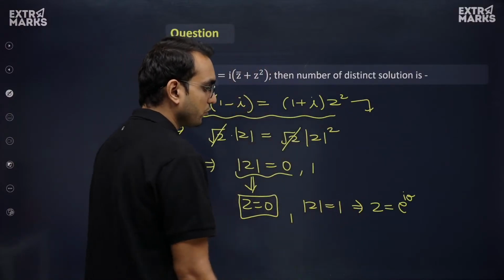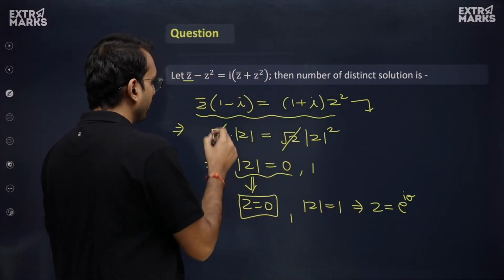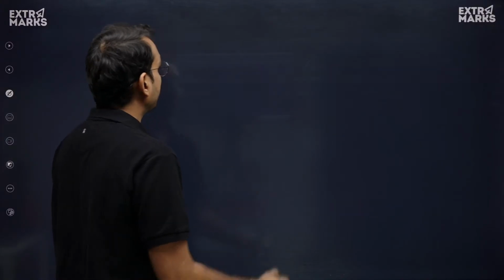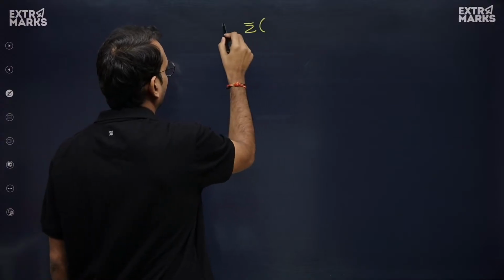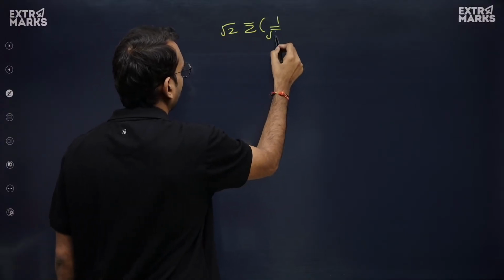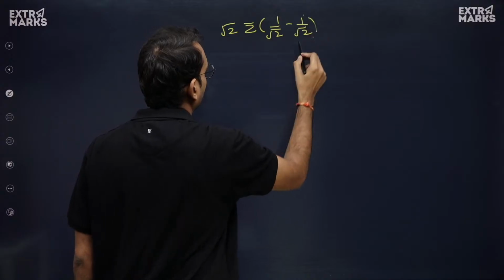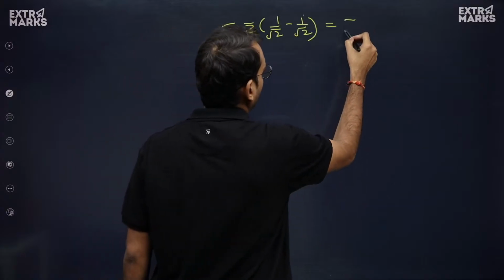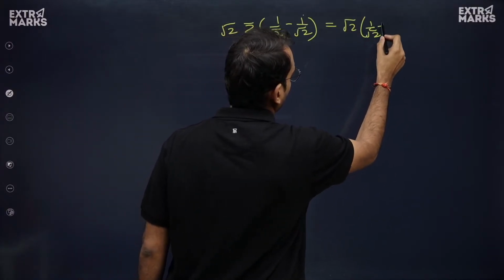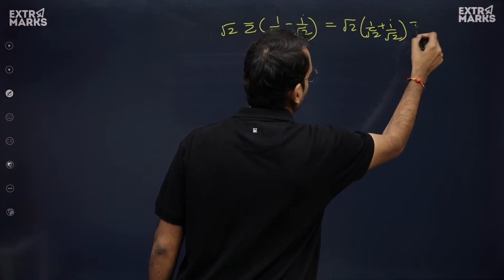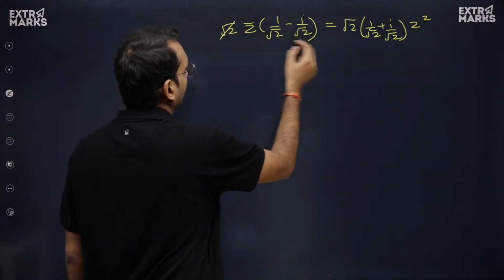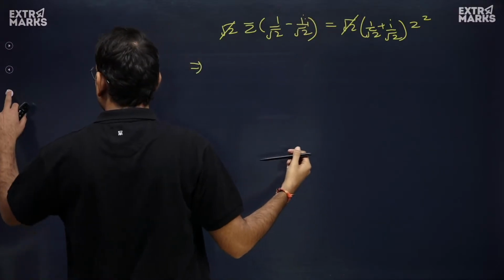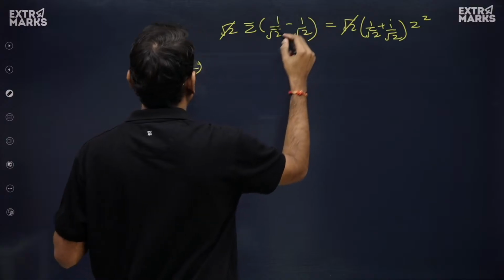Let's apply z equals to iota e to the power iota theta. So this expression will become, now what is this? This is basically, let's write it again, root 2 into 1 by root 2 minus iota by root 2, right, equals to root 2 into 1 by root 2 plus iota by root 2 into z square. Root 2 gets cancelled. This is iota, obviously we have written the iota there, right? Okay.